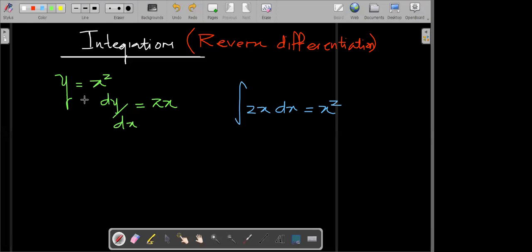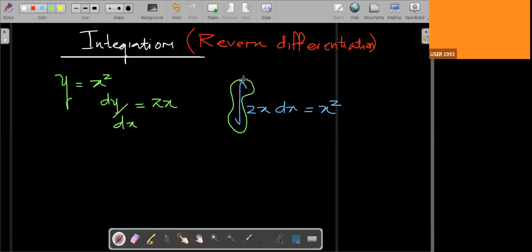You can see the symbol there, it's the way we write the command to integrate, just like a hook shape. Integral of 2x with respect to x, dx, is equal to x squared. But we have a problem here.